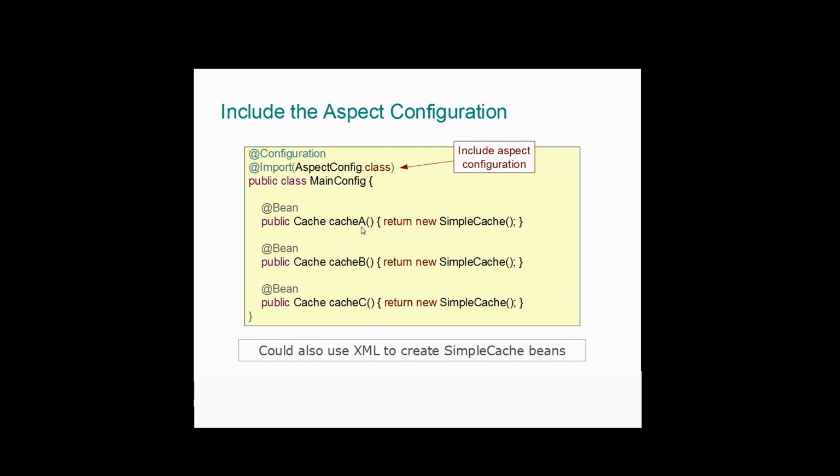Okay, for testing purposes, I'll create beans for the simple cache. So cache A, cache B, cache C. All these will be created as a bean. Okay, and I have an aspect. So now I have added that.